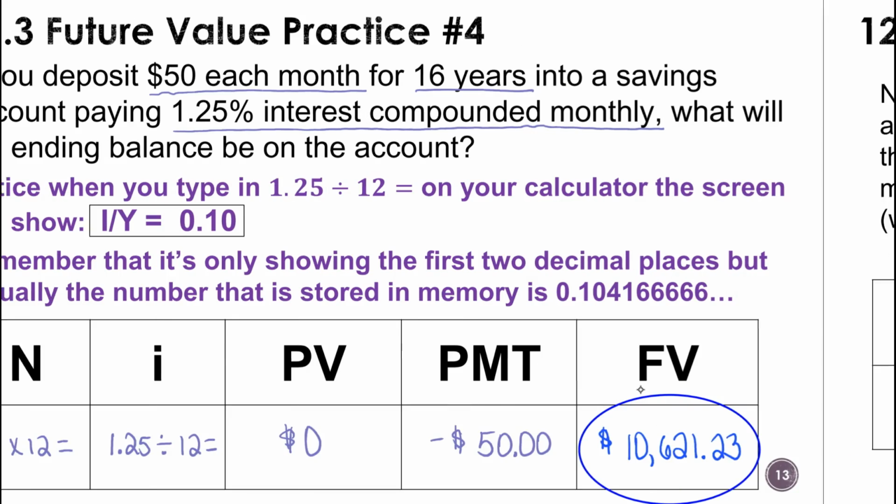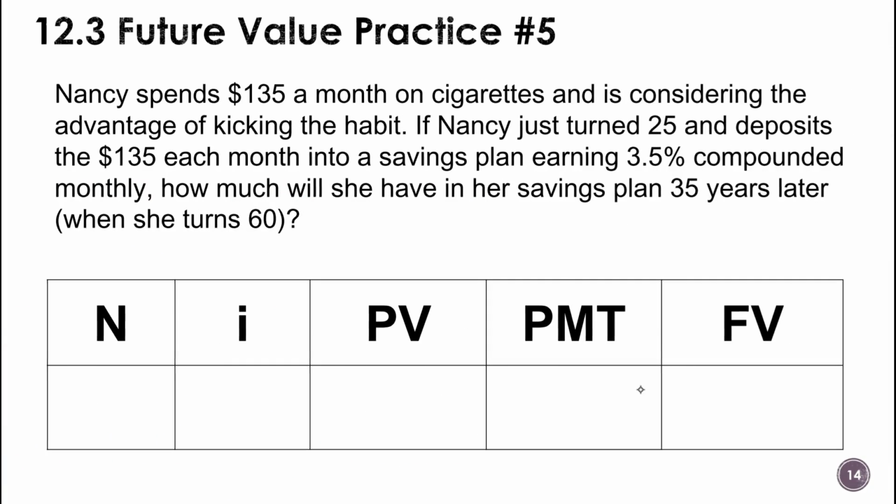Okay, practice question 5. Nancy spends $135 a month on cigarettes and is considering the advantage of kicking the habit. If Nancy just turned 25 and deposits the $135 each month into a savings plan earning 3.5% compounded monthly, how much will she have in her savings plan 35 years later? Okay, she is 25. It's going to be $135 per month, 3.5% compounded monthly, and how much will she have in her savings plan 35 years later?